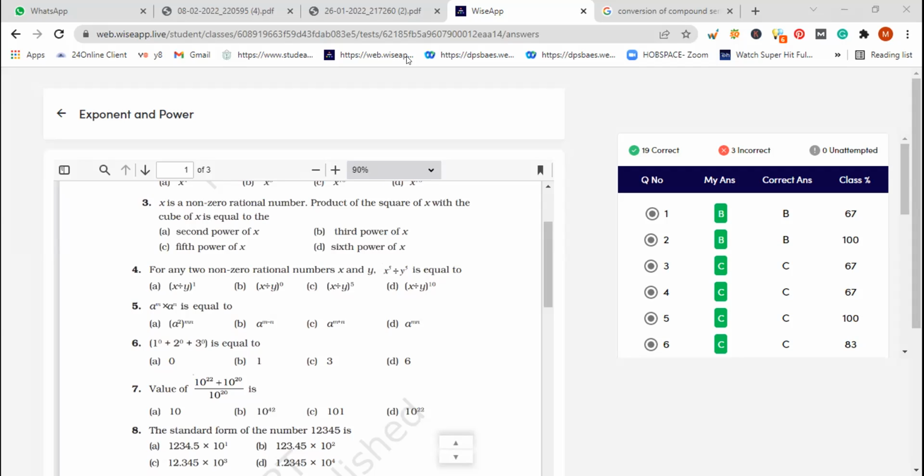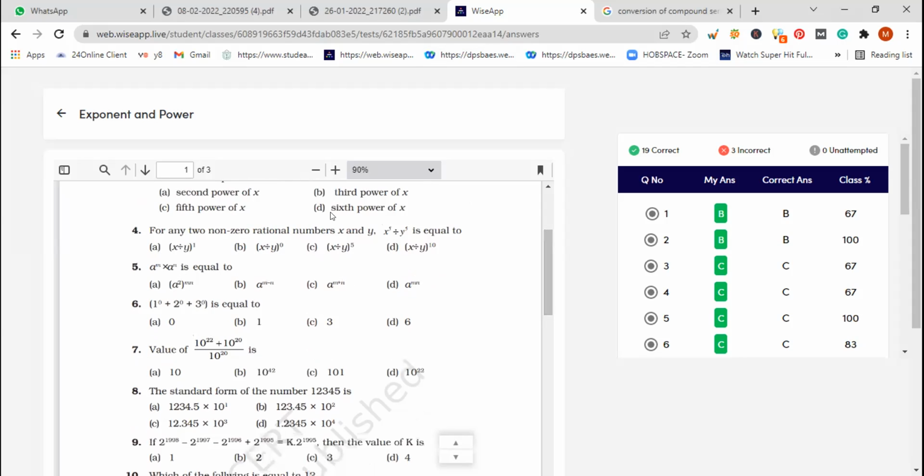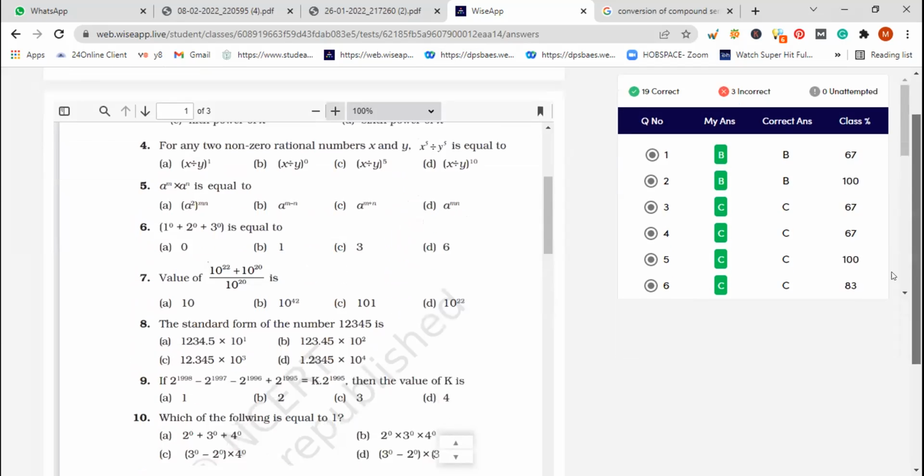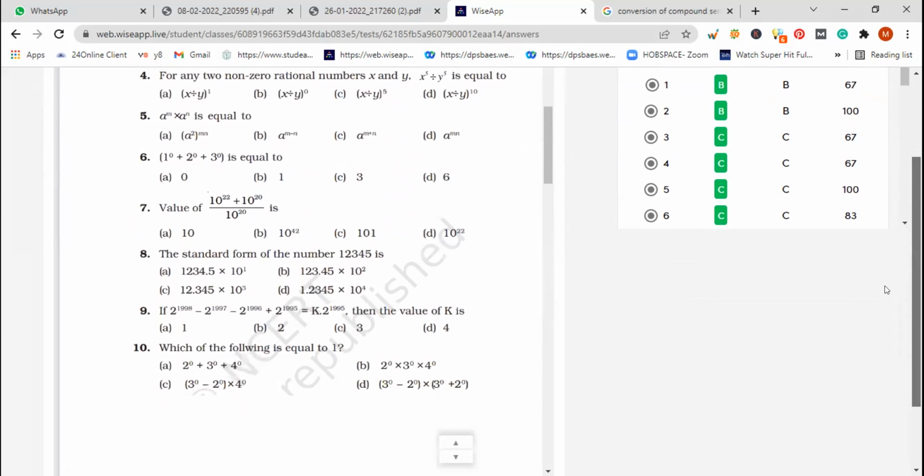Ritvik, your parents asked me to discuss this whole paper. So where is the doubt? Then how will you solve this seventh one? Ma'am, value of 10 to the power 22 plus 10 to the power 20, by 10 to the power 20.